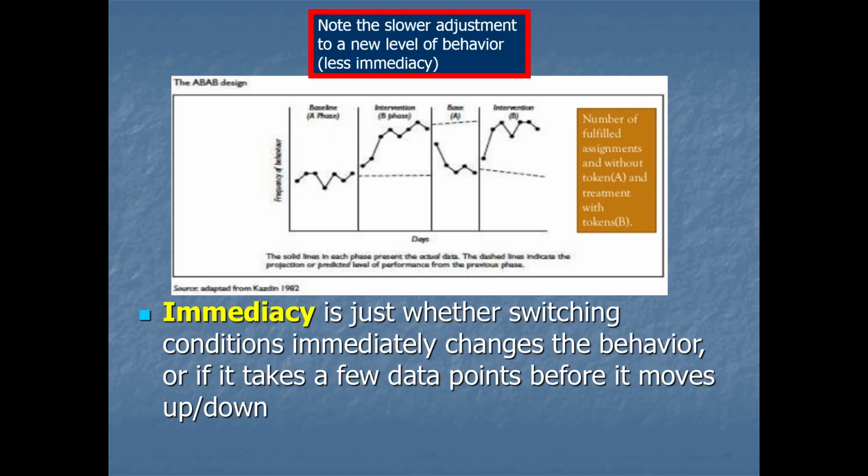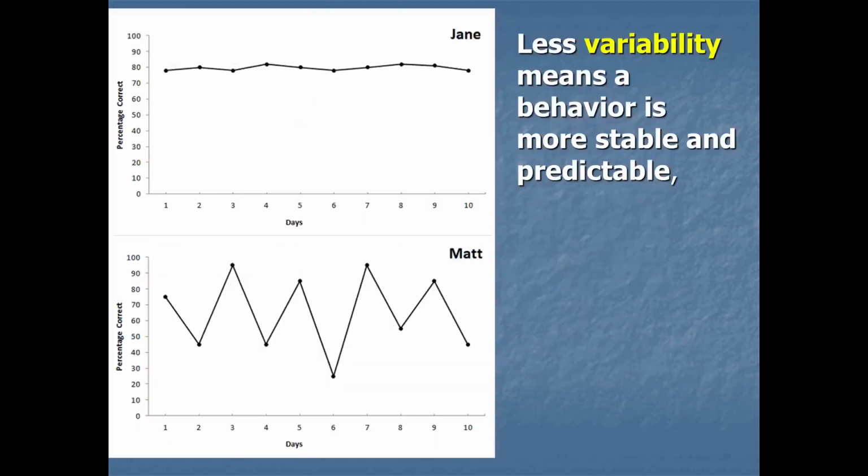But when we do have lots of immediacy, that can strengthen our evidence for causation. It can make us more confident the treatment is what's causing changes. So more immediacy is better for making these conclusions. Finally, the last element that's essential to pay attention to in visual analysis is variability, meaning how much variation there is within a given phase of the experiment.